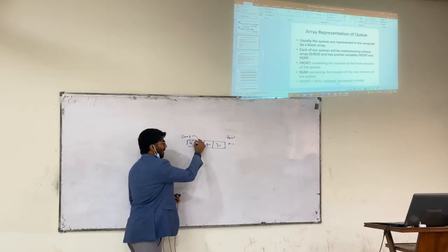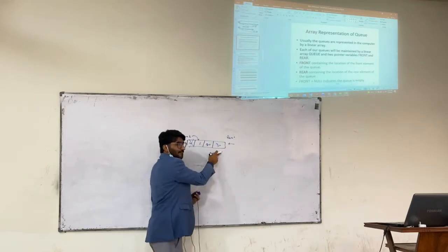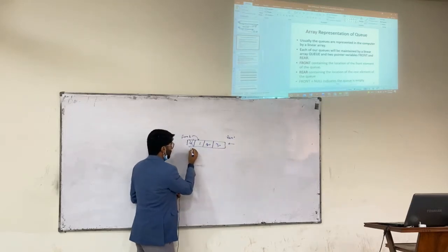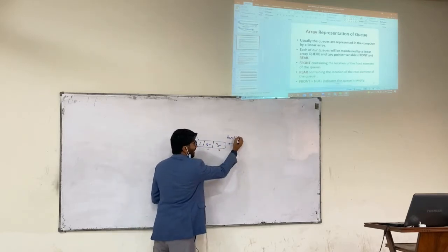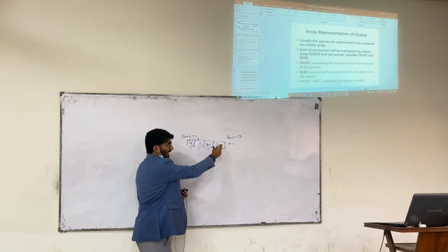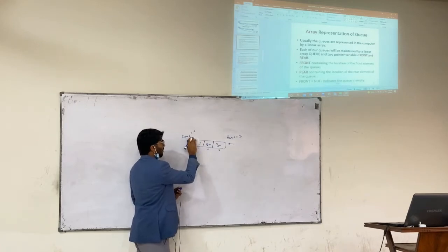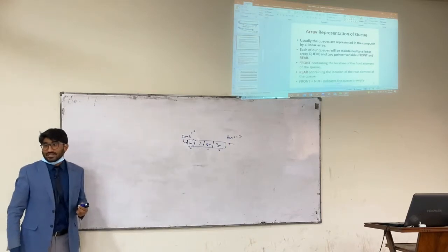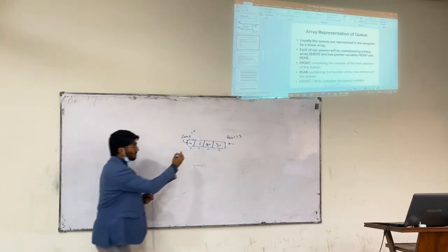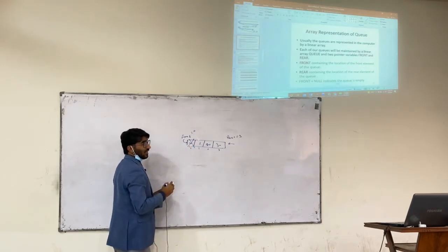Now front will point to 5 because 10 has been removed, right? But rear will remain the same. Let's suppose it is 0, 1, 2, 3. So at this position, rear is equal to 3, right? Rear 3 है. और यहाँ पे if 10 is there, the front will be 0. Front किसको point कर रहा है यहाँ पे? 0 को. Let's suppose we are going to remove it. 10 has been removed.